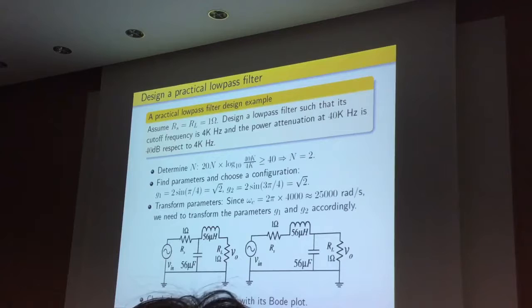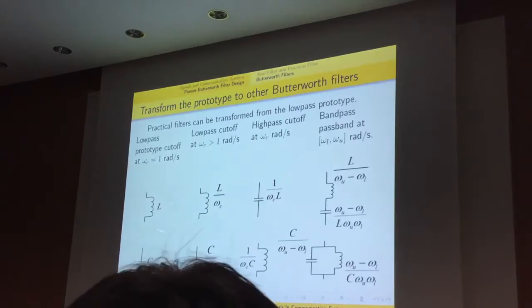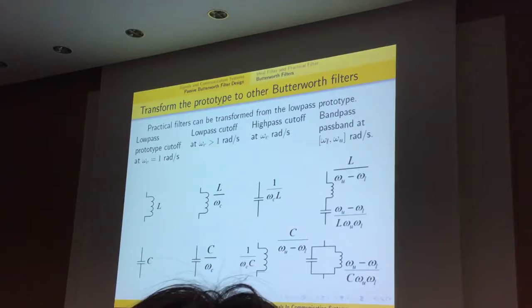Okay, so far we're still talking about the low pass prototype of order n equals 2, right? Then, next step, based on the table we gave here, we already figured out this L and C for the low pass prototype. Next step, we need to transform to a practical low pass filter. So what's the difference between a practical low pass filter and the low pass prototype? It's just that the cutoff frequencies are different, right?